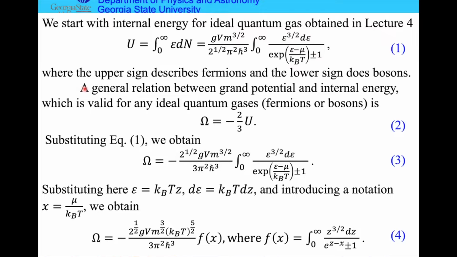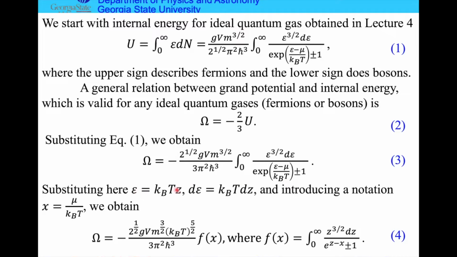We will be using a general relation between grand potential and internal energy, which is valid for any ideal quantum gas, either fermions or bosons. This is a relation that I obtained for you in one of the first lectures on quantum gases: omega is minus 2 over 3 U. If I substitute this, I will obtain the following equation for omega. Simply multiply by 2 divided by 3, change sign, that's all. And then start calculating this expression. Initially, I will be doing everything exactly. Later, I will make the corresponding approximations.